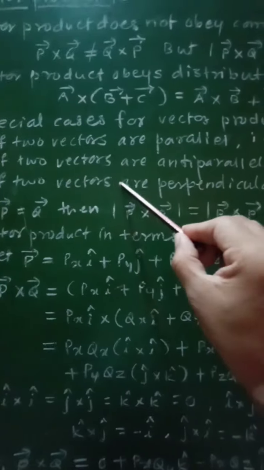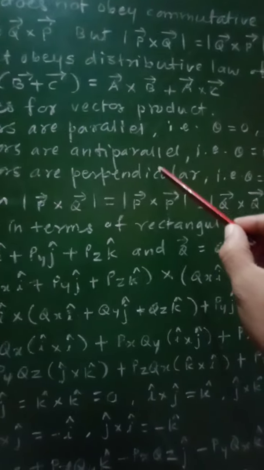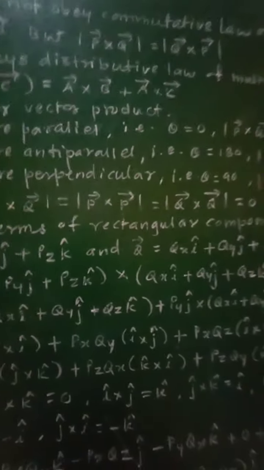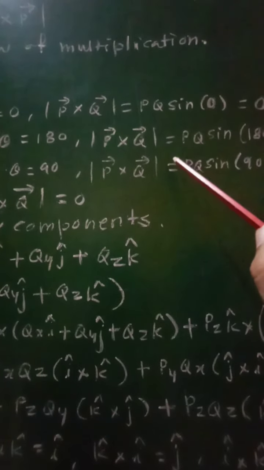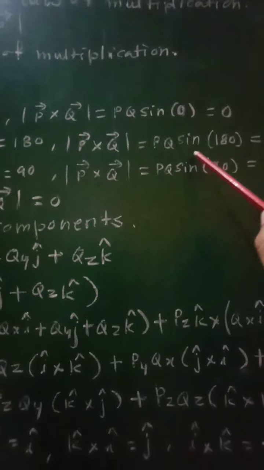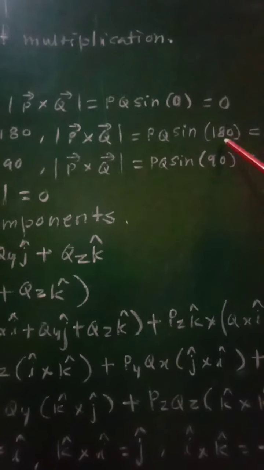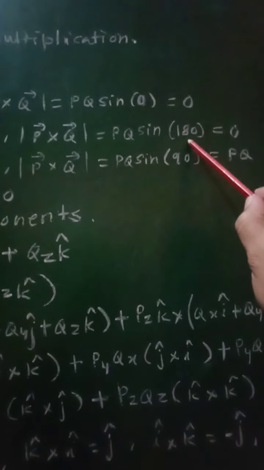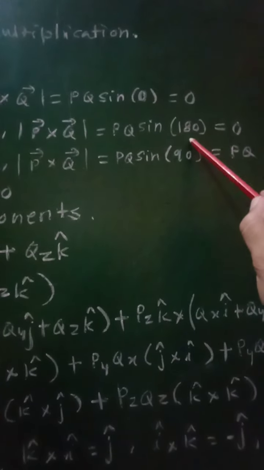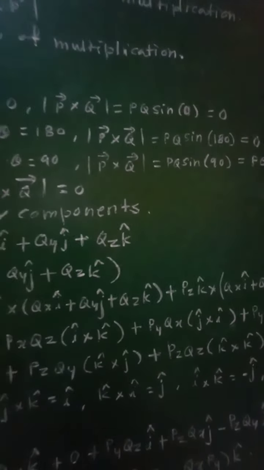Secondly, if two vectors are anti-parallel, then theta will be equal to 180 degrees, and therefore the magnitude of vector p cross vector q will be equal to pq sine theta. But theta is equal to 180 degrees, and therefore it will be pq sine 180, that is sine pi, equal to 0, and therefore it will be 0. So if the vectors are anti-parallel, then their vector product will again be equal to 0.